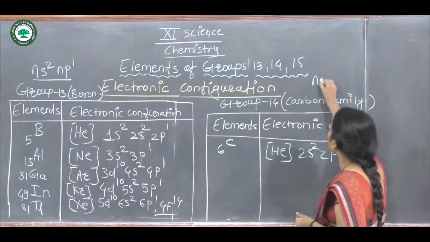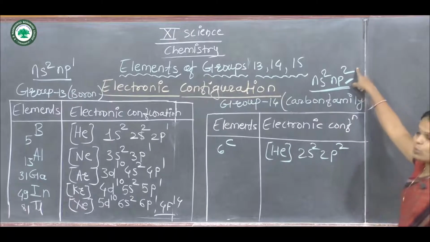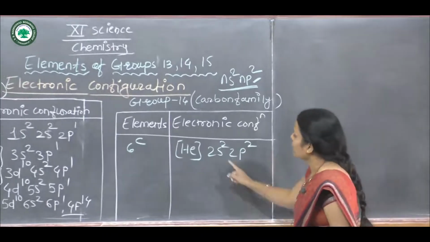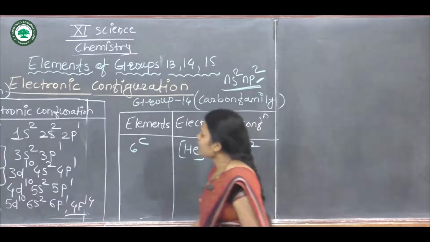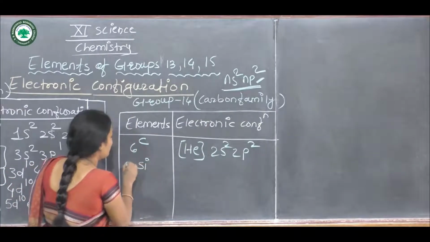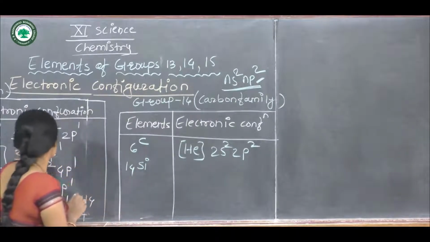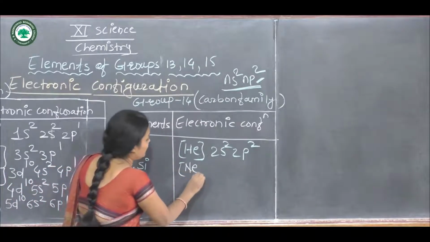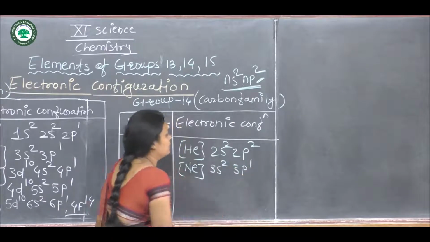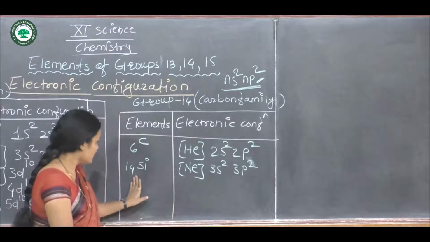its general electronic configuration is ns2 np2. Here the p orbital has 2 electrons, and in that whole family the p orbital has 2 electrons. Now 2s2 2p2. Now the next element is silicon, and its atomic number is 14. Silicon is represented by neon, and its electronic configuration is 3s2 3p1. Sorry, 3s2 3p2. Here is the electronic configuration of silicon.